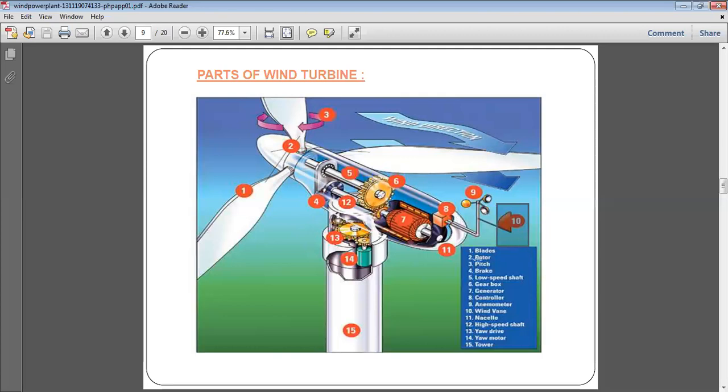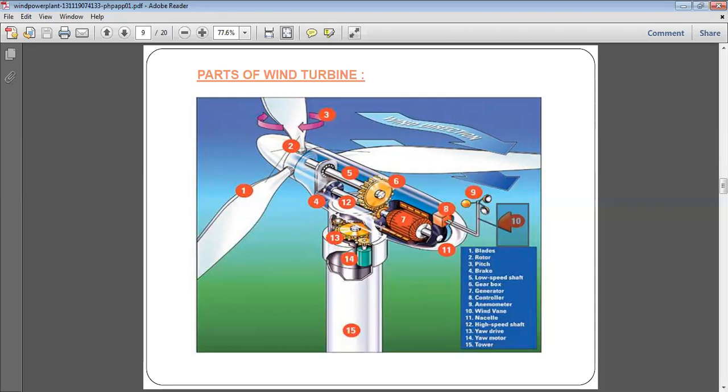Then 11 is the nacelle. The nacelle is the whole body over this part. It constitutes the whole of the part: the shaft, blade, rotor, brakes, gearbox, and generator are all constituted in the nacelle in this case. That is the whole body covering all of this. That is the nacelle. Then there is the high speed shaft, number 12, that we were discussing.